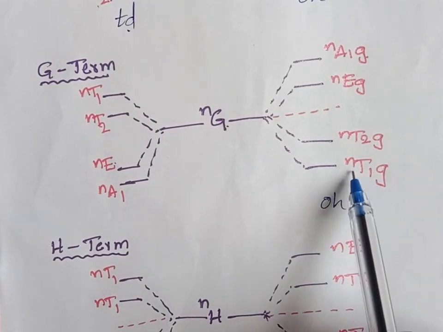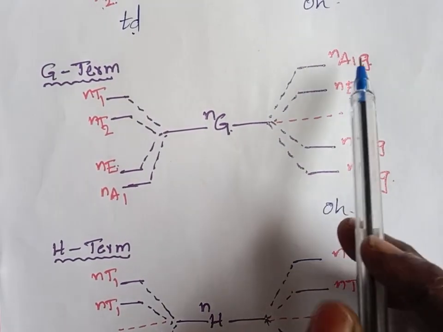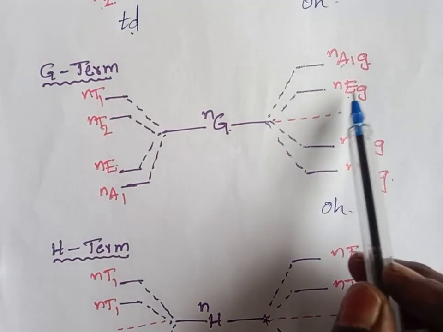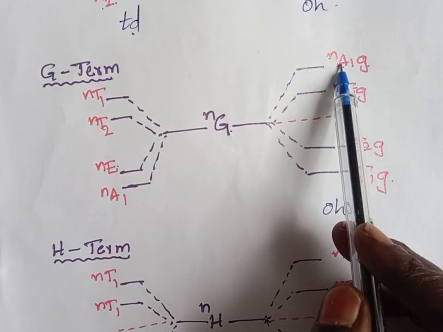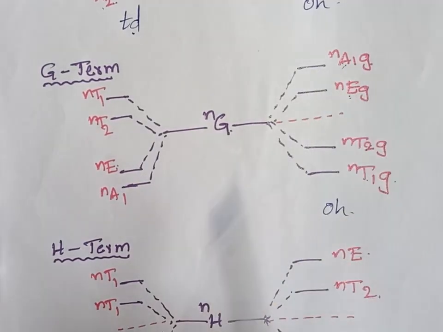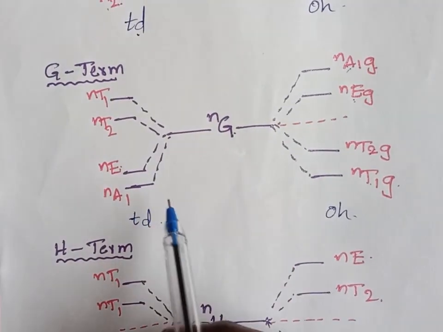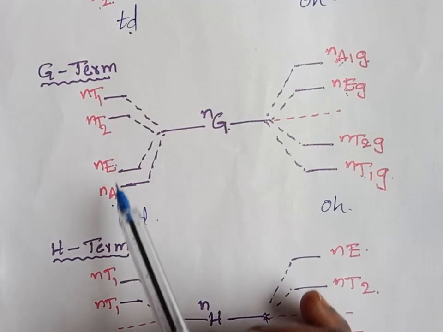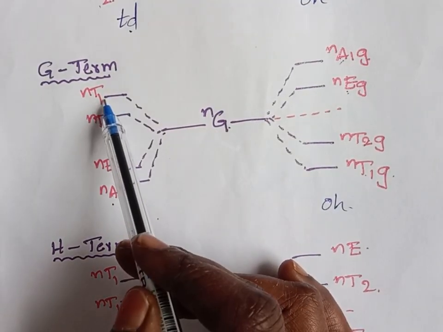In an octahedral field, the lowest energy level is T1g, then T2g, then Eg and A1g. T1g and T2g are triply degenerate, Eg is doubly degenerate and A1g is singly degenerate, as we know. In a tetrahedral field, completely reverse splitting takes place. A1 is the lowest energy level, then E, then T2, and the highest energy level is T1.